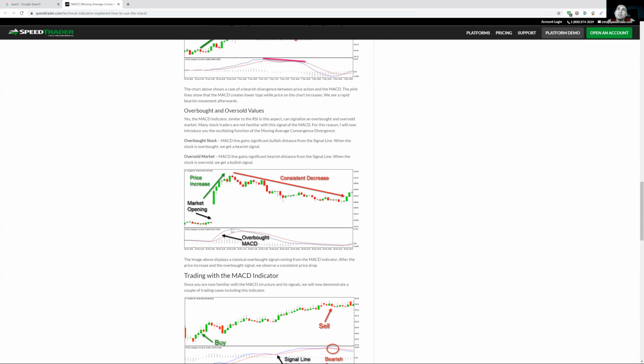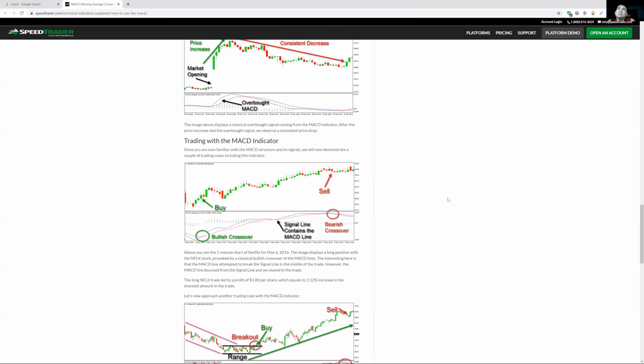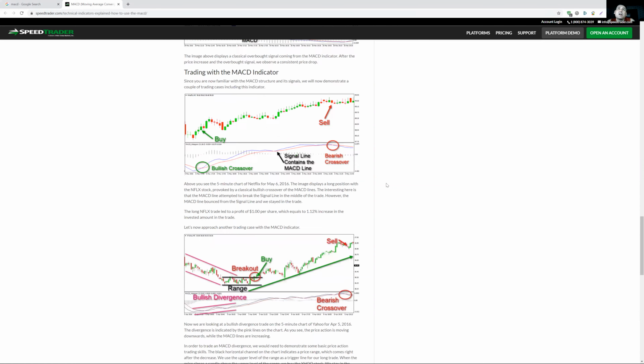Overbought and oversold values. Right here, the price increases, and then we have a constant decrease right here. See this? Decrease, decrease, and you see right here the divergence going down. I'm trading with the MACD indicator on this one. See a bullish crossover, this blue line over red, the signal line. It touched here and kept going. And then right here you had a bearish crossover, and it sort of went flat though.